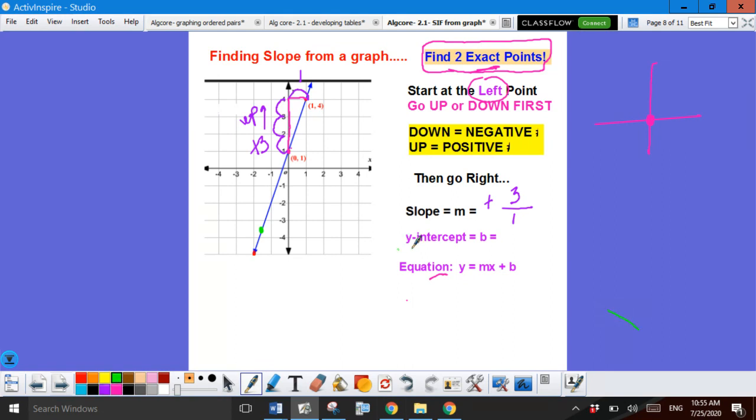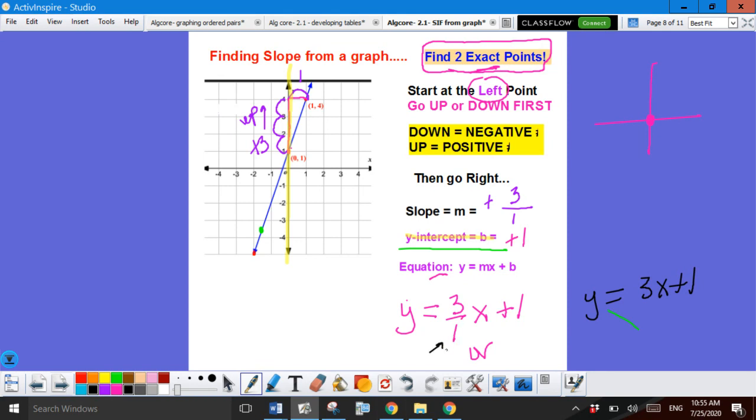And then I'm looking for my y-intercept. And I know that my y-intercept always lies on the y-axis. So where is that line crossing the y-axis? It's crossing at positive 1. Okay, so that equation is y equals 3 over 1 x plus 1, or y equals 3x plus 1. I don't necessarily need this 1 right here, okay? But that does tell me I have to move to the right one.